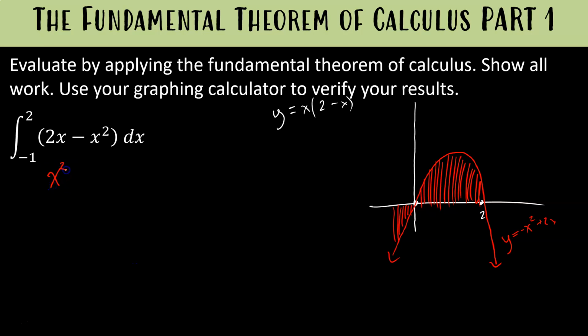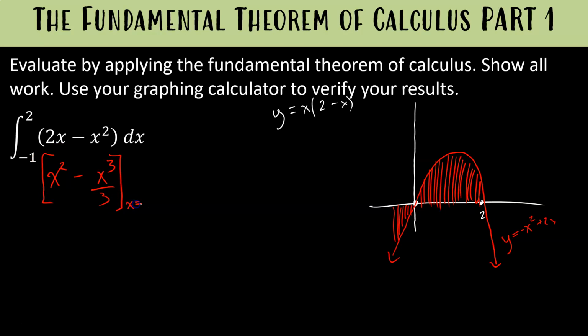X squared. What has the derivative of x squared? Well, not x cubed, because the derivative of x cubed would be 3x squared. So x cubed over 3. I recommend, if you're in my class, I'll make you do it, putting brackets around this whole antiderivative.